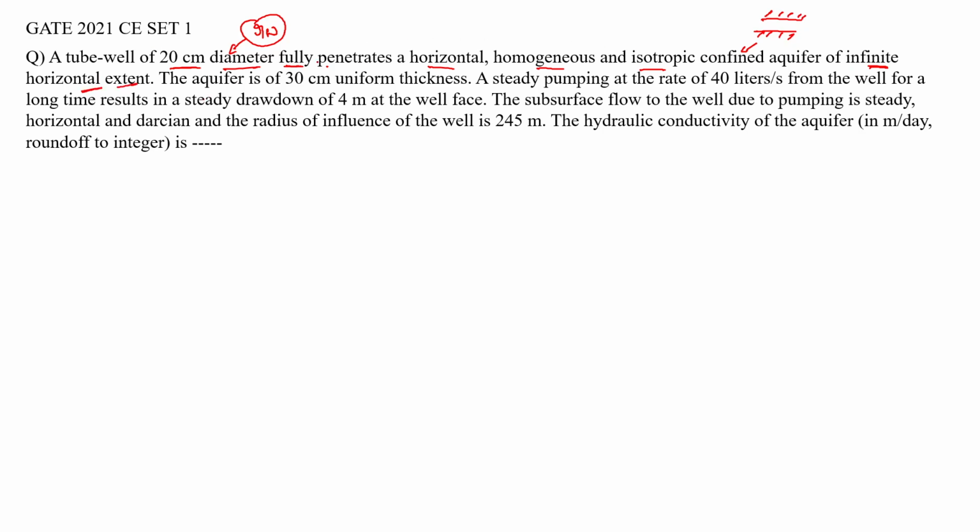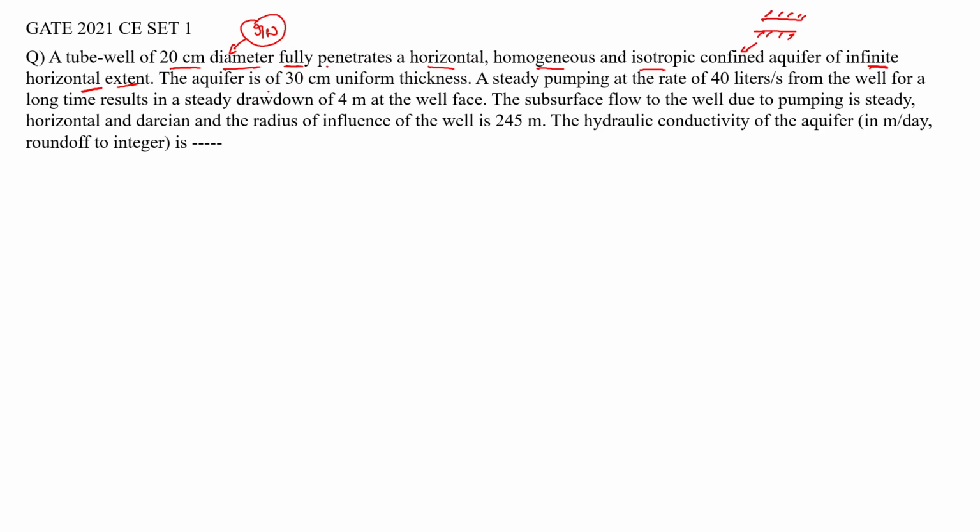Infinite horizontal extent. Suppose it is non-homogeneous, or of finite length. In that case the entire solution will change, and the equations to be used will also differ. There are special cases where, for example, at one end some hill is there and the other end is of infinite extent. In that case you need to use a different condition. You need to read the question clearly.